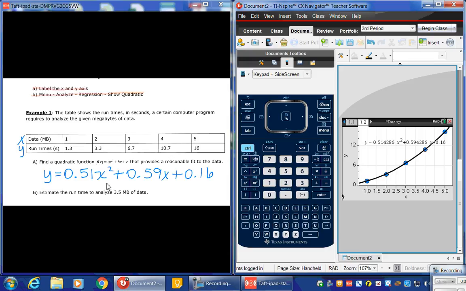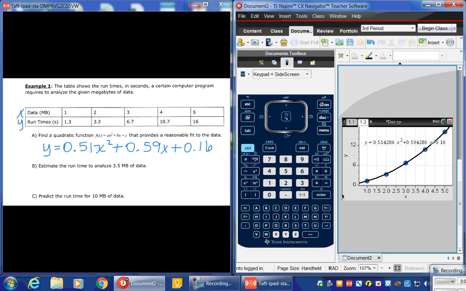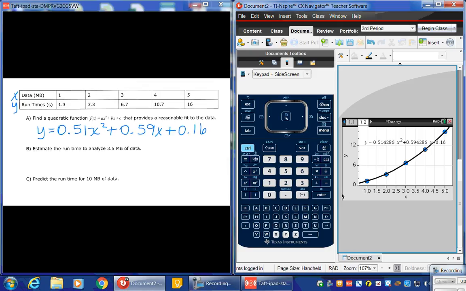Part B asks us to use that equation to estimate the runtime it would need to analyze 3.5 megabytes of data. So remember the megabytes of data, that's your x value. So what we're going to do is I'm going to say y equals 0.51 times, and here we want to replace our x with 3.5 squared plus 0.59. Again, we're going to replace with 3.5 megabytes plus 0.16, and then we can just evaluate.